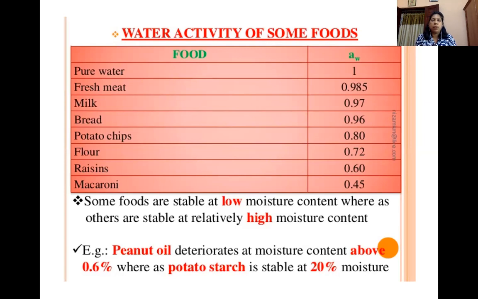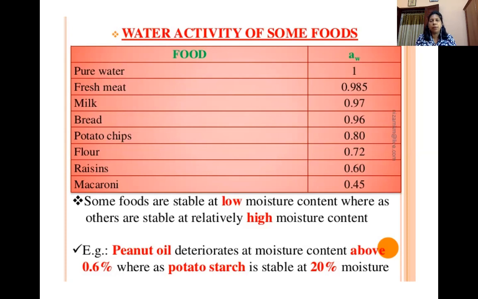When we consider potato chips again, the water activity is 0.8, but potato chips do not support microbial action. There is some water, but as the lipids are there, microorganisms cannot react with the moisture available in potato chips. Therefore, potato chips can be kept for a longer period.